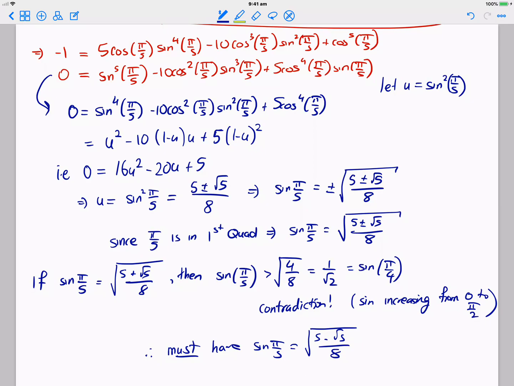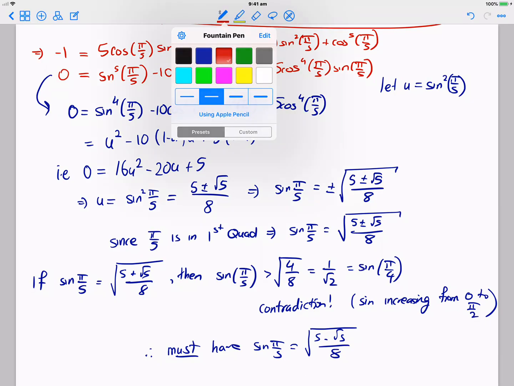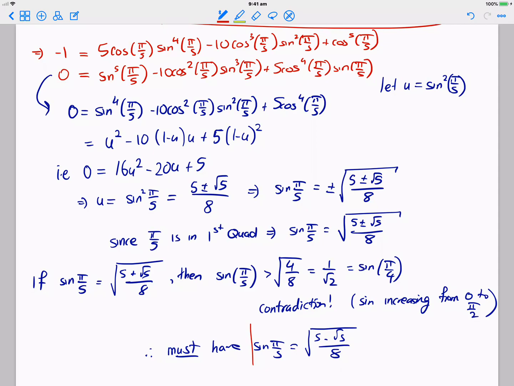And again, I reckon this is a very nice problem because what I've done, I've found the exact value of sine pi on 5, and even though this is a real problem, I've done it using complex numbers. So this is kind of what I was saying before.